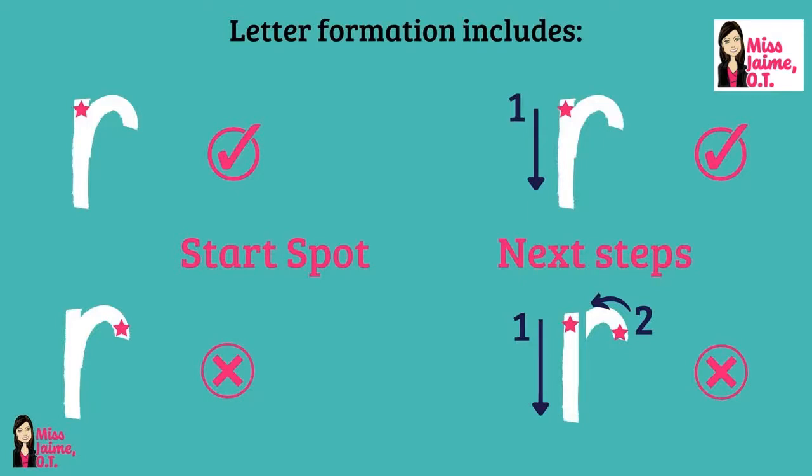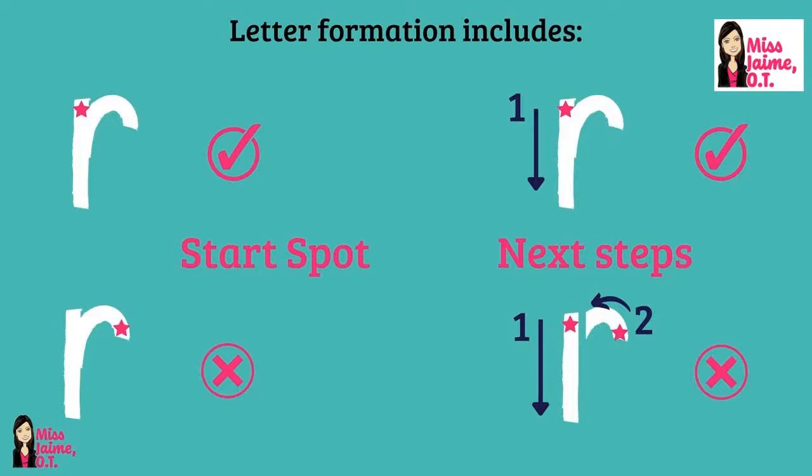Again, when we're assessing letter formation, we're looking at the whole letter. So not just where they started it, but how they finished it. So on the top R over here on the right, they started it in the right spot. They went down, then they came back up and over. That would be correct. For the next step on the bottom one, they started their letter correctly, started at the top, went down, but then instead of tracing back up as we want them to, this child went back to the beginning of the hook and made a second stroke.